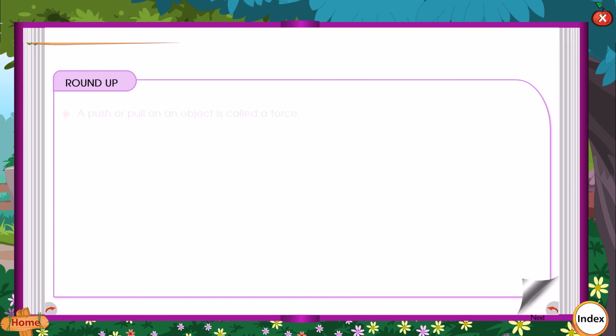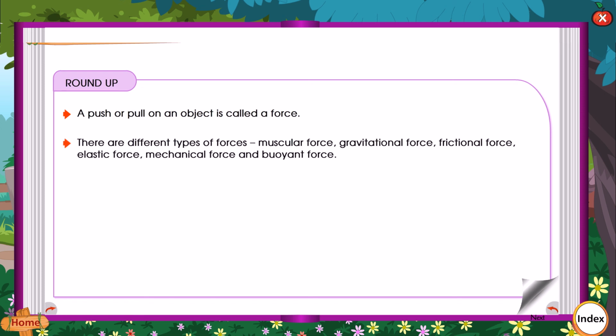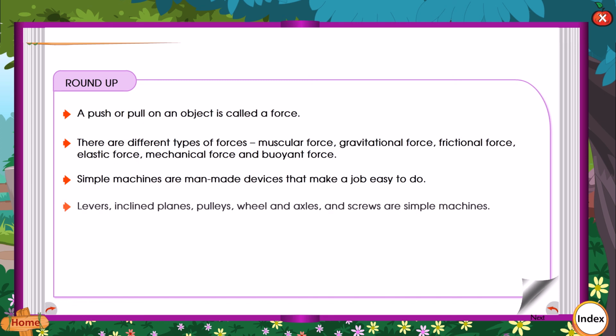Round up. A push or pull on an object is called a force. There are different types of forces: muscular force, gravitational force, frictional force, elastic force, mechanical force, and buoyant force. Simple machines are man-made devices that make a job easy to do. Levers, inclined planes, pulleys, wheels and axles, and screws are simple machines.